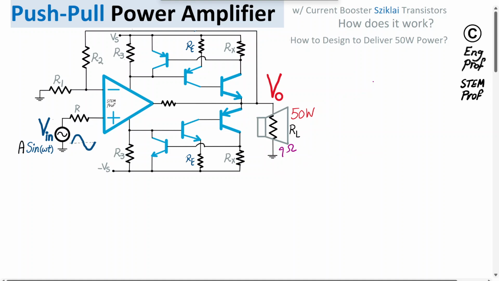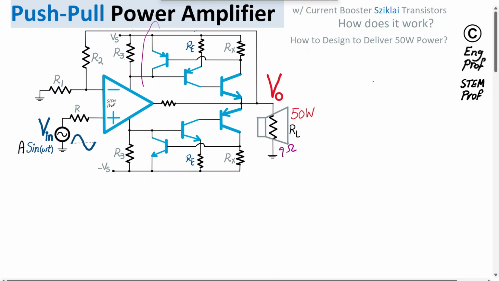This power amplifier is implemented with one op-amp, or operational amplifier, and we also have a Sziklai PNP-NPN transistor pair to push the current, and a complementary NPN-PNP Sziklai pair, a variant of the Darlington pair, to pull the current. So we are designing a push-pull power amplifier.